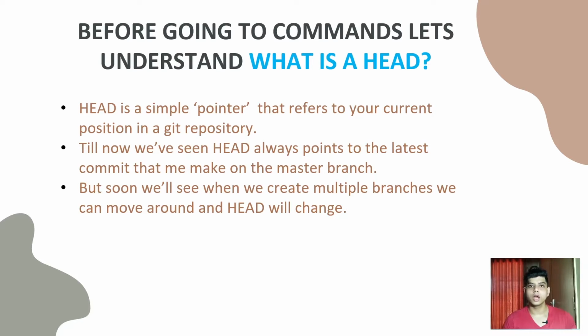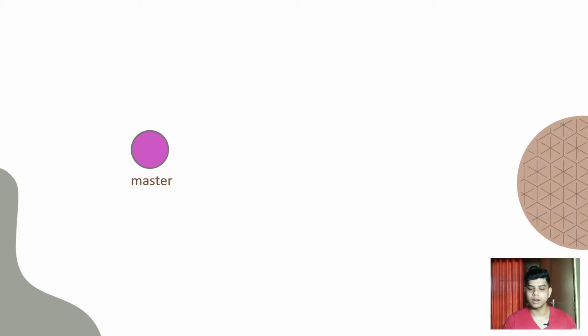Now in the previous video we worked just on the master branch till now. So head is pointing to the latest commit on that, but soon we'll be creating multiple branches, and when we create these branches, we will see that this head moves accordingly. Now I'm going to take a simple example. Suppose we were on the master branch, as we assumed. Let's say the head would be on that by default.